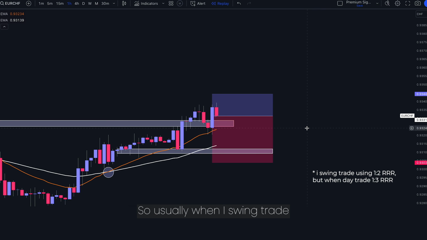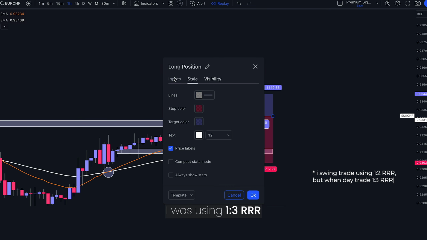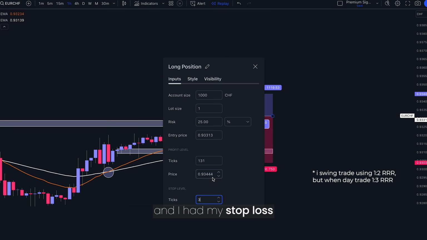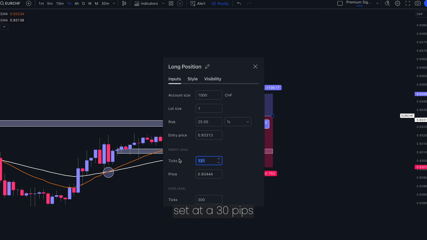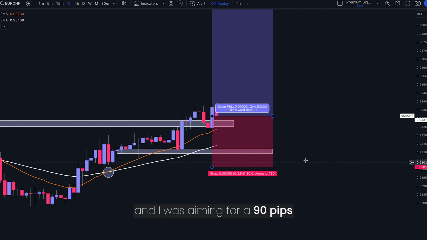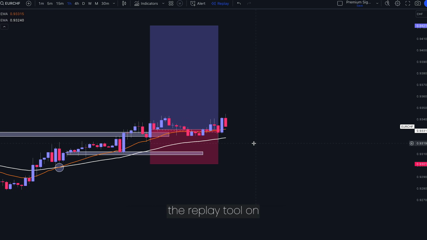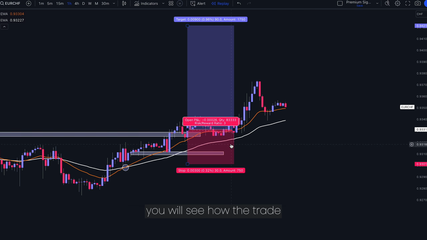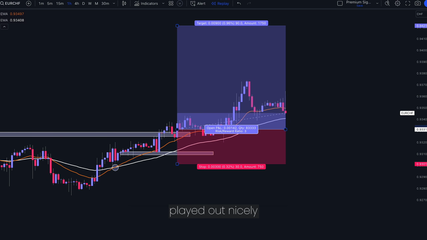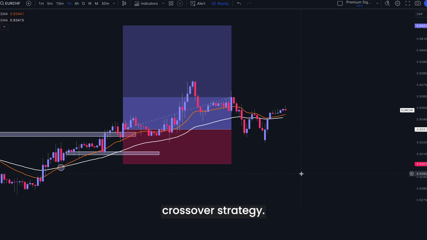Usually when I swing trade, I use a 1-to-2 risk to reward ratio, but in this case I was using a 1-to-3, and I had my stop loss set at 30 pips and I was aiming for a 90 pips take profit. So if I go ahead and play the replay tool on, you will see how the trade played out nicely following this EMA crossover strategy.